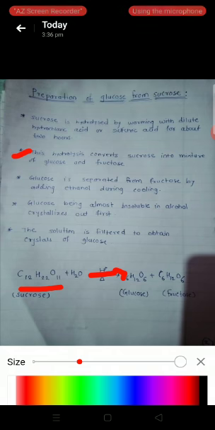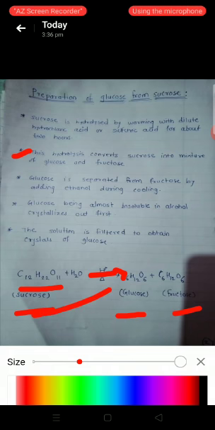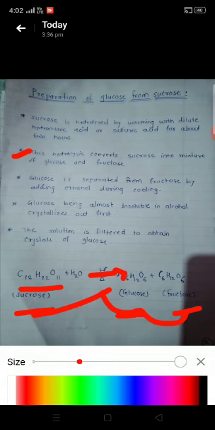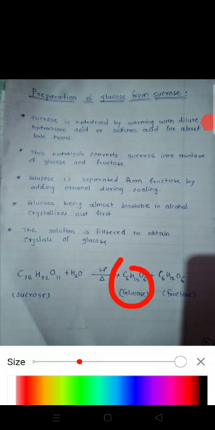This hydrolysis converts the sucrose into a mixture of glucose and fructose. Glucose is separated from fructose by adding ethanol, because glucose is insoluble in ethanol. Hence, it is crystallized out and by filtration we obtain the glucose.